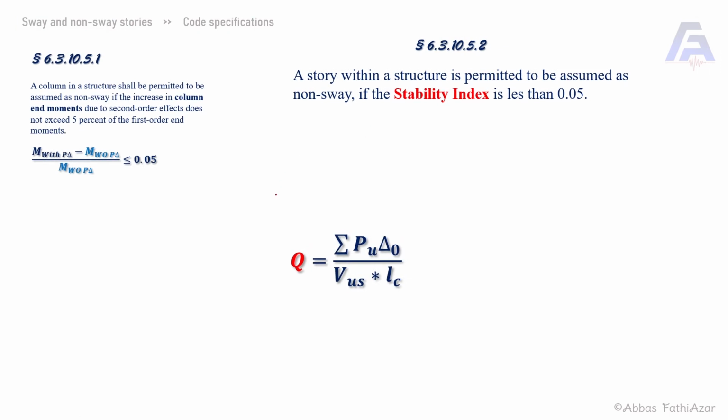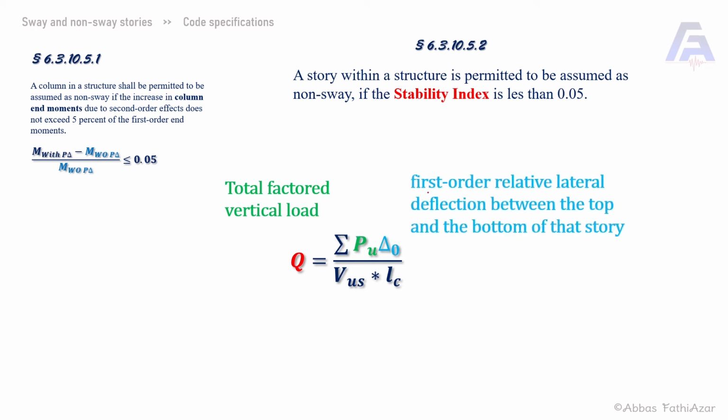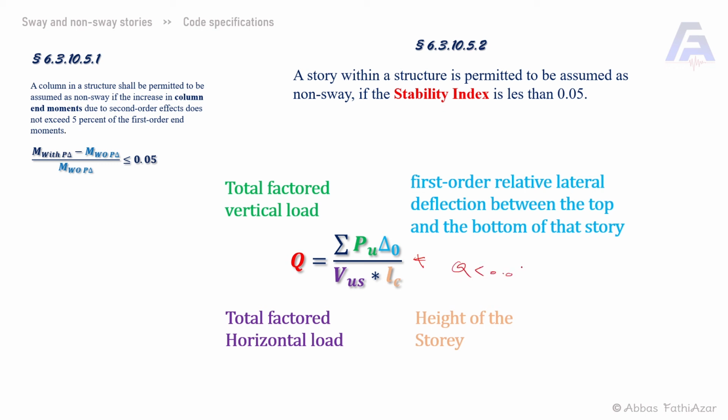So the other option says that Q equals the sum of the vertical loads in one story multiplied by first order relative lateral deflection, divided by the horizontal loads in that story multiplied by height of that story. Again, this is a characteristic of a story, not a building. So for each story, we need to calculate this Q factor and check if it is less than 0.05.